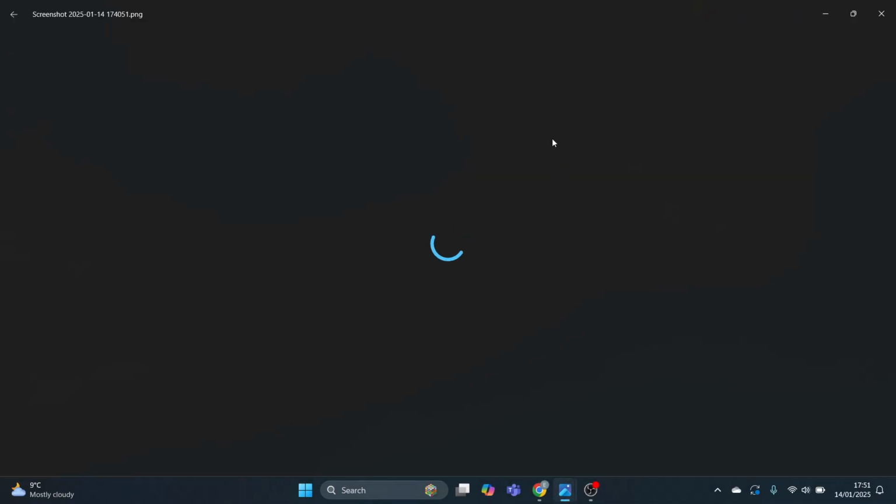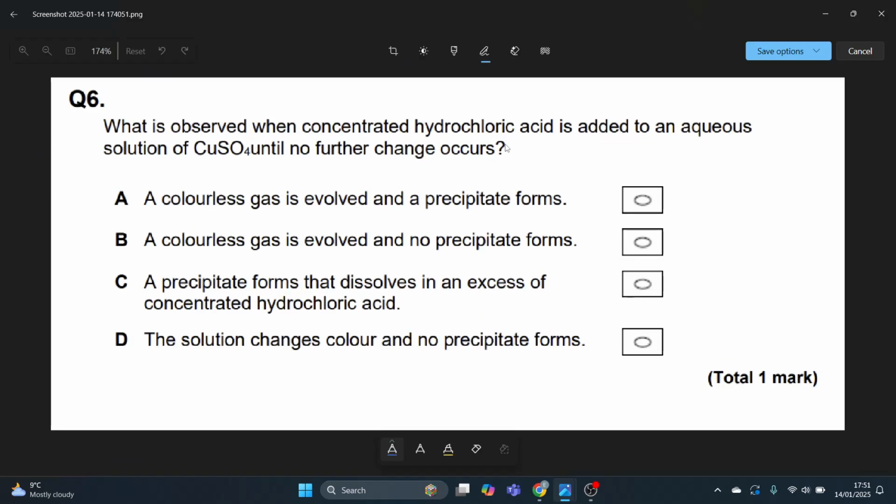Question 6. A bit of a wordy one. What is observed when concentrated hydrochloric acid is added to an aqueous solution of copper sulfate until no further change occurs? A colorless gas is evolved and a precipitate forms. A colorless gas is evolved and no precipitate forms. Both of those are wrong. A precipitate forms that dissolves in excess concentrated hydrochloric acid. That's wrong as well. The solution changes color and no precipitate forms. That's true.